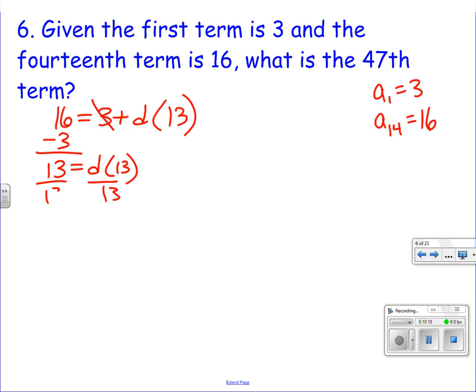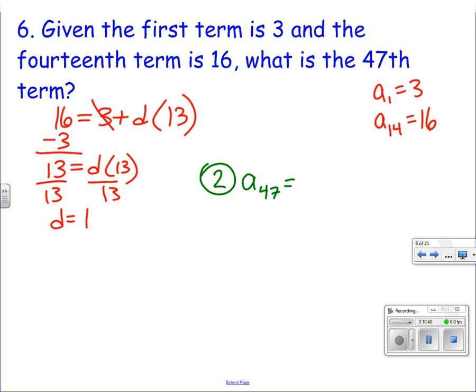Good. Good. Ethan, what's the question asking for? Have I done that? No. So I have to do a second step. Okay, so Dan, help me set this one up. I'm trying to find the 47th one now. So I put A47 equals, and what gets plugged in?